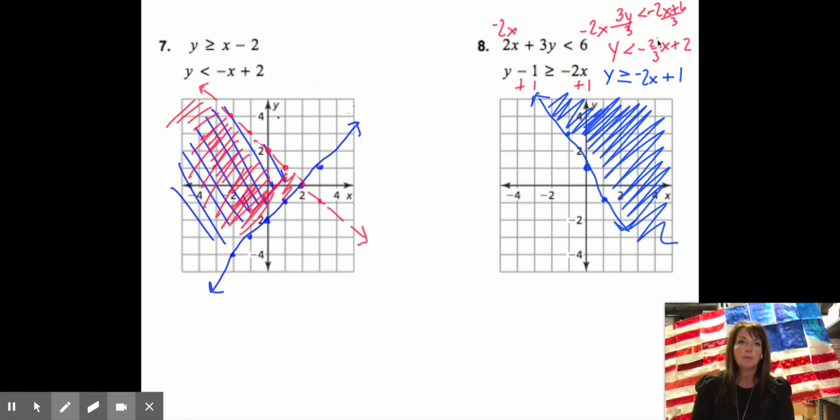And y is less than or equal to, so we have a positive 2 right here, and it's also a negative slope. So we're going to go down 2 and to the right 3, or up 2 and back 3, and it's a dashed line. And again, it's less than, and 0, 0, so 0 less than 2, no. Yes, 0 is less than 2.